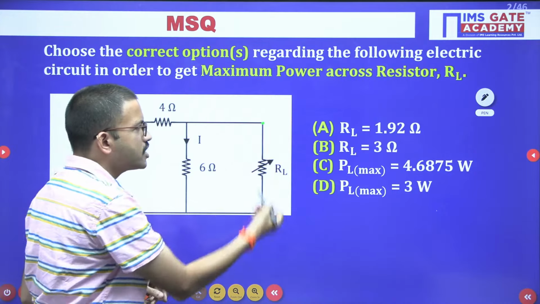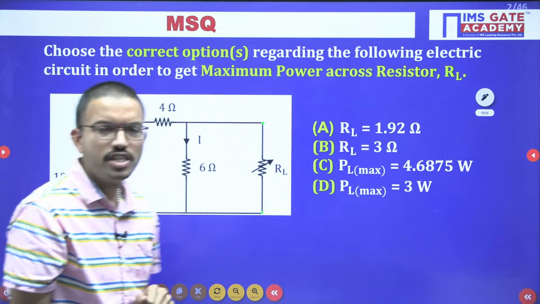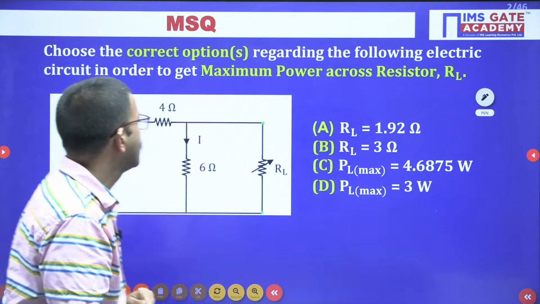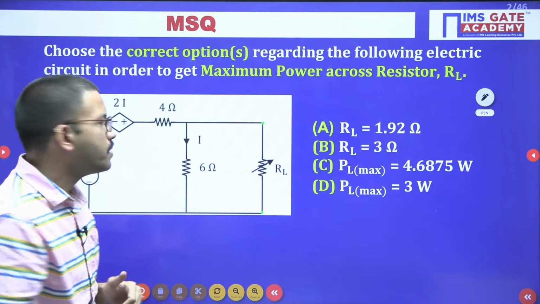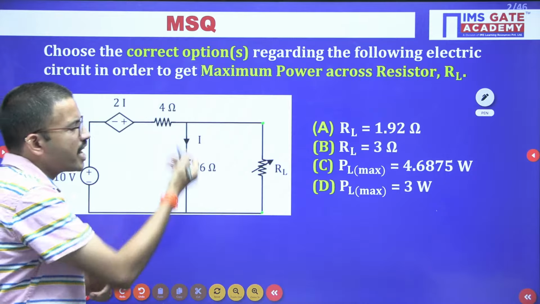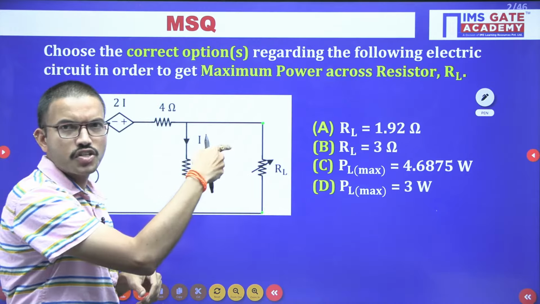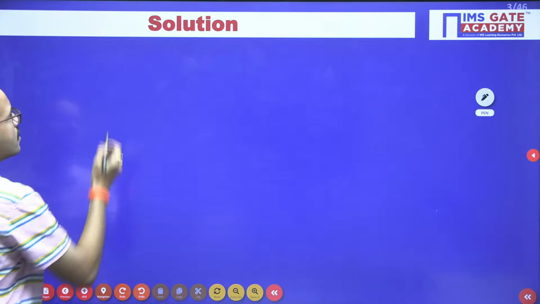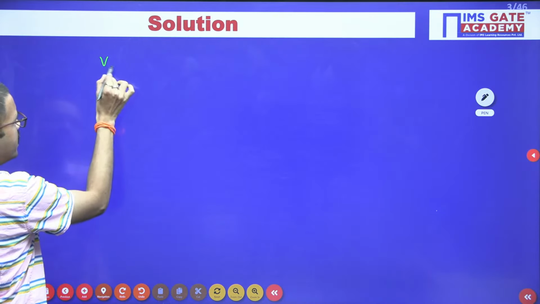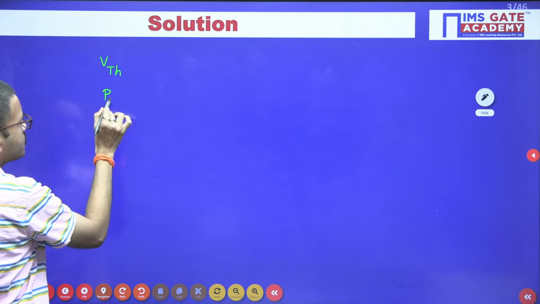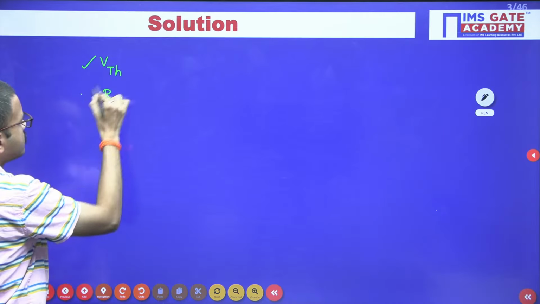Then across the open circuit terminals, you can find the voltage. That is nothing but Thevenin's equivalent voltage, or open circuit voltage. And then across the open circuit terminals, you can calculate RTH. So whatever the circuit or network you have, after removing the load resistor, you find the Thevenin's equivalent circuit. That is the first step. So first of all, you find VTH and RTH.